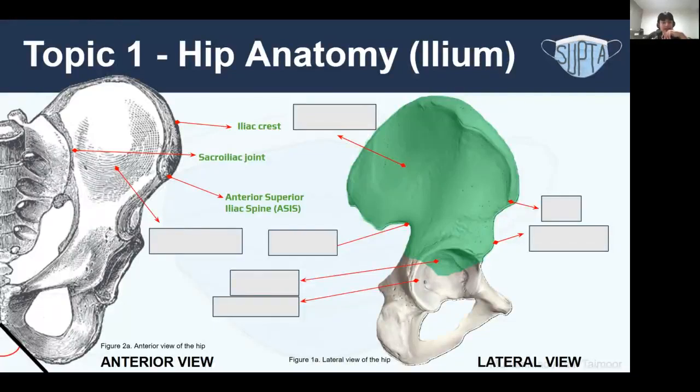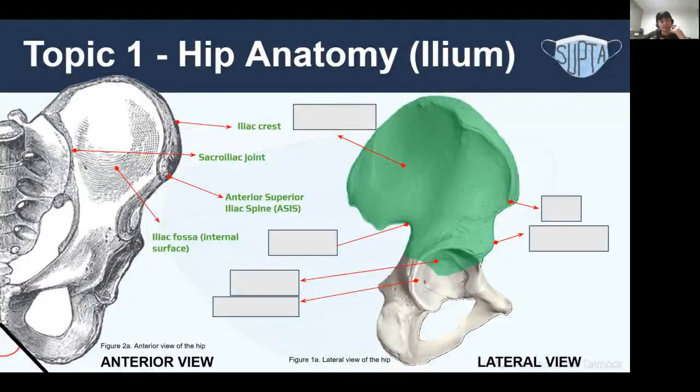And you've got the anterior superior iliac spine. At the very end of the iliac crest, if you're looking at this from the anterior view, you can see the anterior superior iliac spine. And if there's an anterior portion, there's obviously a posterior portion. If there's a superior portion, there's obviously an inferior portion. So it's in the name.